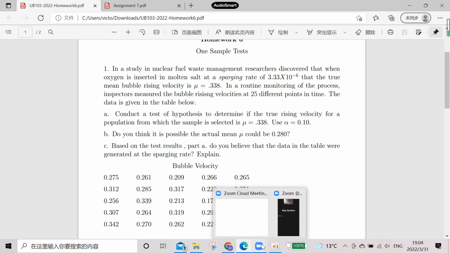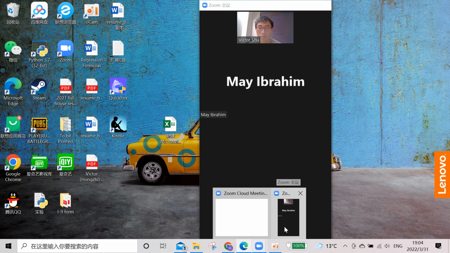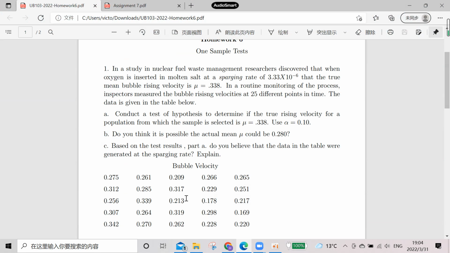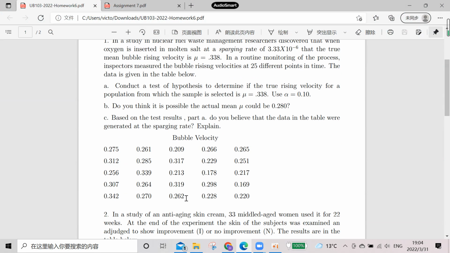But the equation gives me the sparging rate, the mu and the sample number, but it does not necessarily give me the standard deviation. So I'm not sure how to calculate that. Maybe I could have read it wrong though.